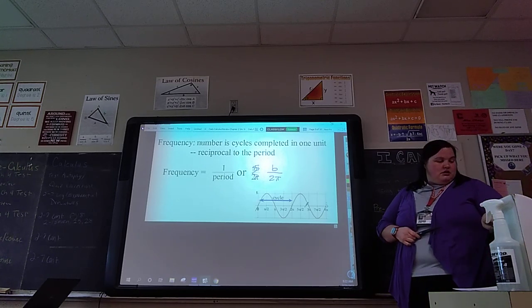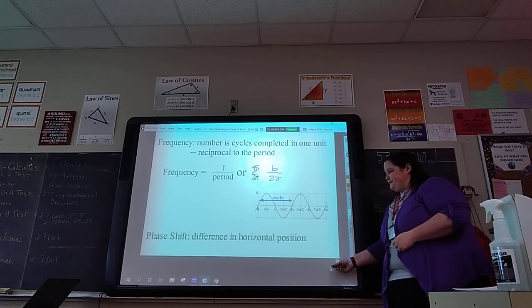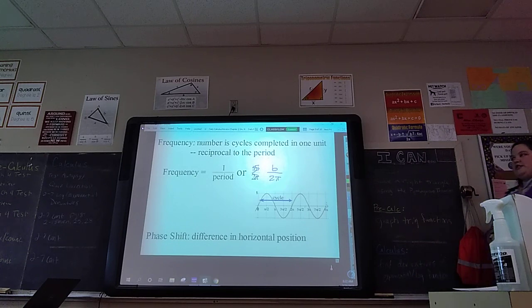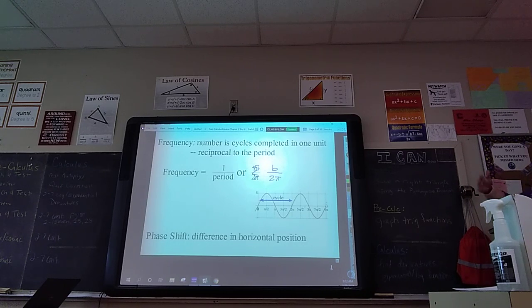Phase shift is another thing that we can look at with the graph. We used to call this just a horizontal shift, but in trig, since the whole graph's going to shift forever, because it's an infinite graph that continues on and on and on in the same pattern forever and ever, they call it phase shift. So it's a difference in a horizontal position. So basically, it's how far it moves left and right, but instead of calling it a horizontal shift, we call it a phase shift.